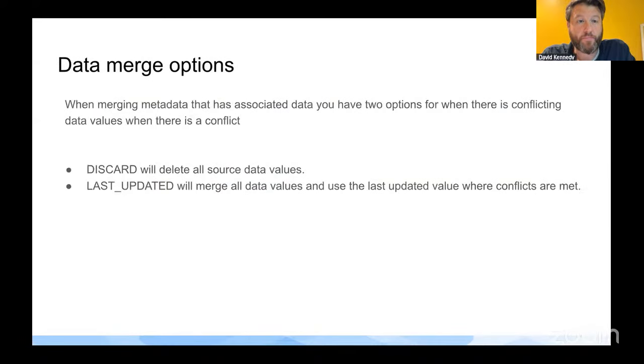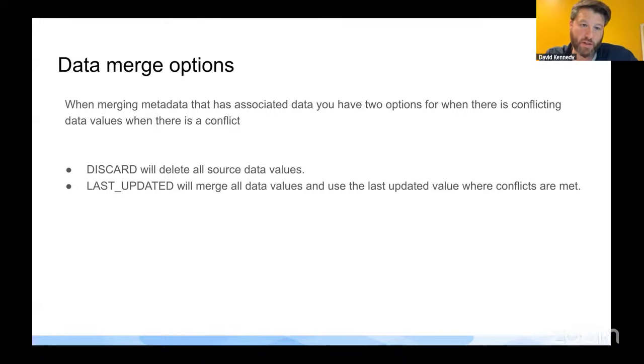Okay. So with the data merging, where there's metadata objects that have associated data, there's two options that you can choose to manage the data in the two different systems. I'll go into this in a little bit more detail just to cover it off. There's discard and last updated.